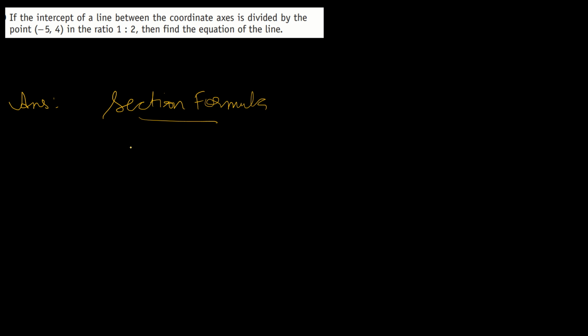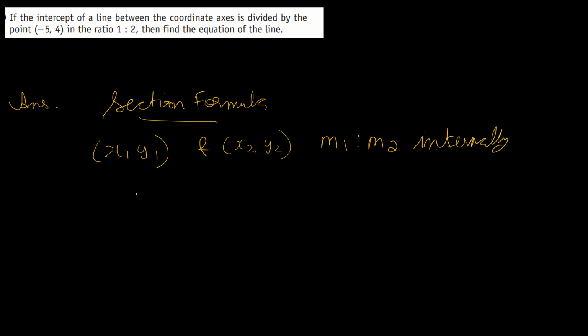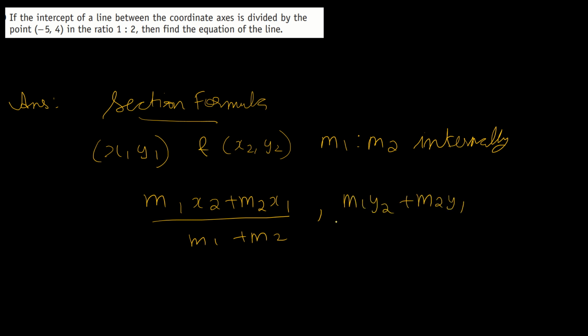Section formula means the coordinates of a point which divides the join of x1, y1 and x2, y2 in the ratio m1 is to m2 internally are given by m1 x2 plus m2 x1 by m1 plus m2, comma, m1 y2 plus m2 y1 by m1 plus m2.